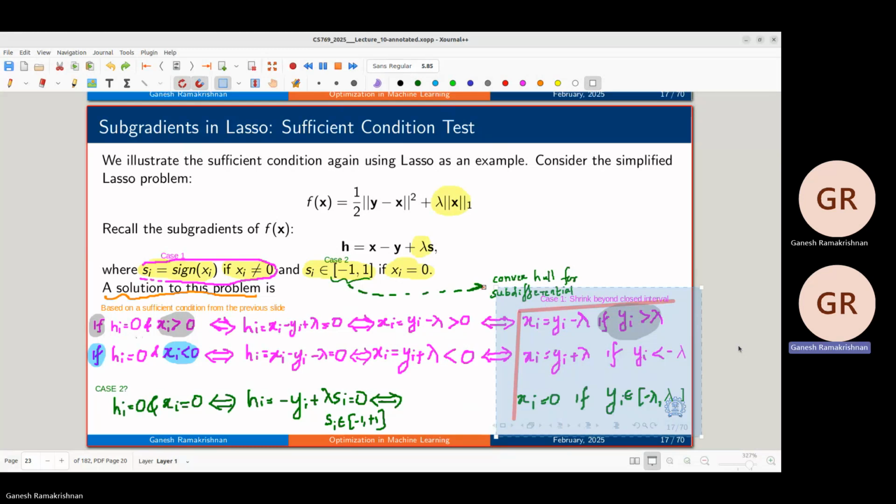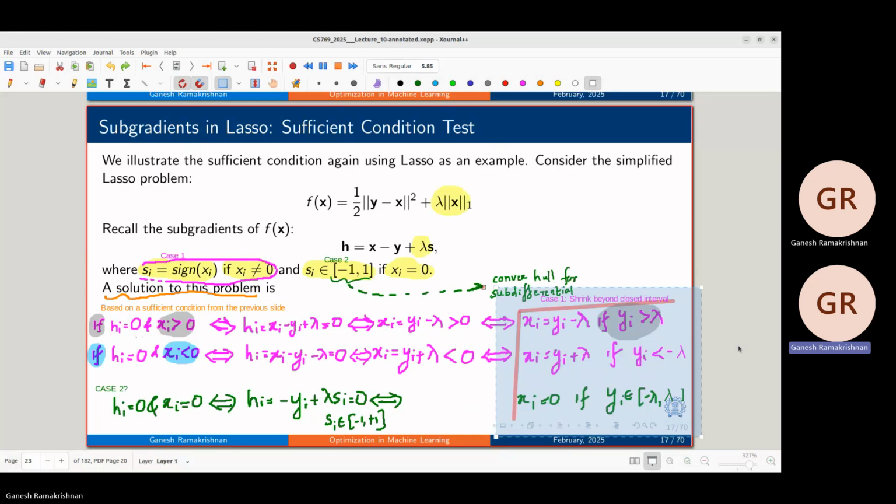Summarily, I'll write in the same order: if yi is greater than lambda, xi is yi minus lambda. If yi is less than minus lambda, xi is yi plus lambda. If yi is in the closed interval minus lambda to lambda, then xi equals 0.